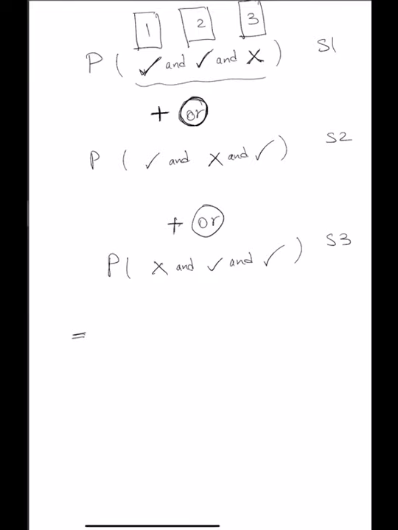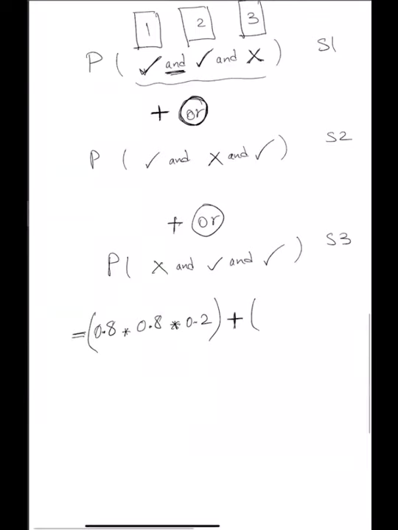You multiply the 0.8 of the first one, we beat the first one, and the second one, which is 0.8 as well, and 0.2 where you lose. That's for the first scenario. What is the probability of scenario 2? 0.8 for the first one again, we beat the first one, times 0.2 where you lose, then we lose, and we beat the third one. Or scenario 3 happens.